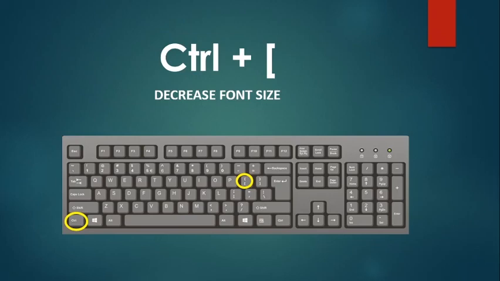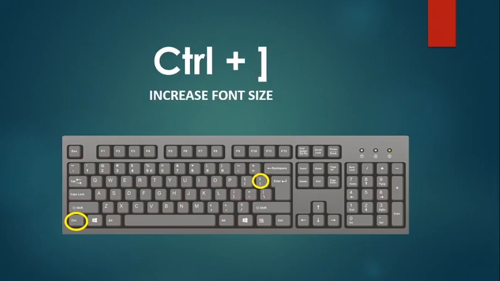So this can decrease the font size. So for example, if you're using Word and you think that the text you've written is too large, you can simply use this shortcut to adjust the font size so it looks as per your requirement. Next one is to increase the font size, Control plus the closing bracket, and it's the same concept as to decrease the font size.